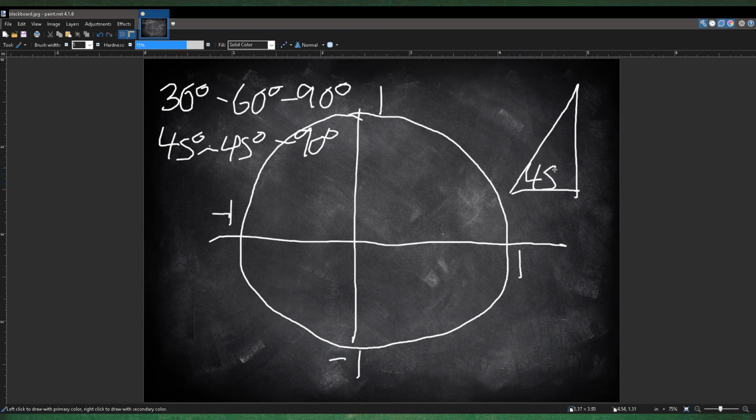For 45 degrees and 45 degrees, you notice that it's both isosceles and radius 1. The hypotenuse is a radius of the circle, so radius 1. So if this is 45 and this is 45, these two side lengths have to be the same. So it's square root 2 over 2, and this one is square root 2 over 2. You basically just need to memorize it.